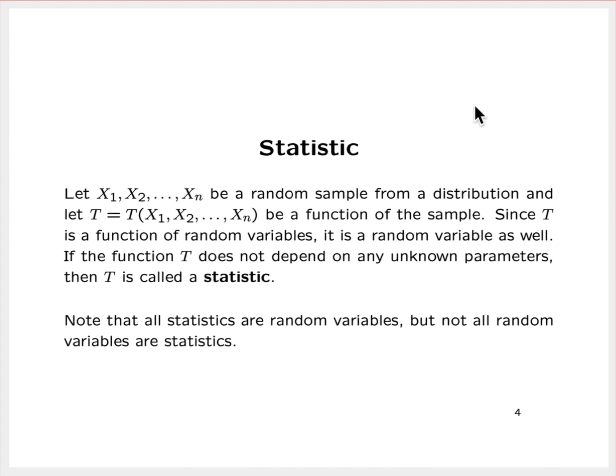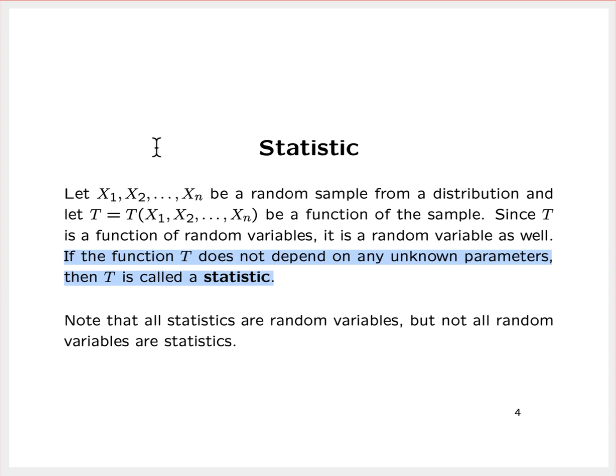Okay, now let's talk about what we mean by a statistic. Let x1, x2, up to x sub n be a random sample from a distribution, and let T be some function of the sample. Since T is a function of the random variables, it is itself a random variable, and if the calculation of the function T does not depend on any unknown parameters, then T is called a statistic. So this is the defining characteristic.